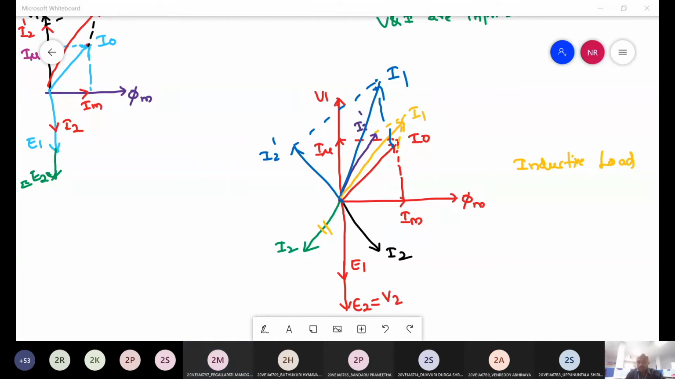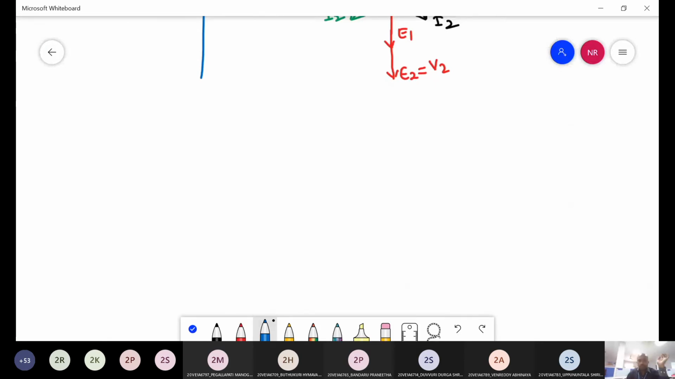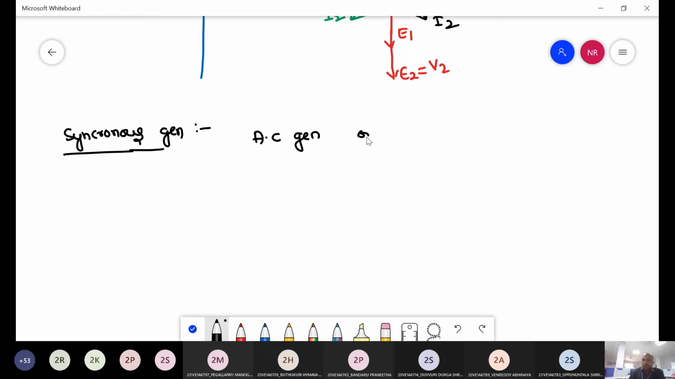Synchronous generator is nothing but AC generator, or we call it an alternator. Synchronous generator, AC generator, alternator are all the same, right?